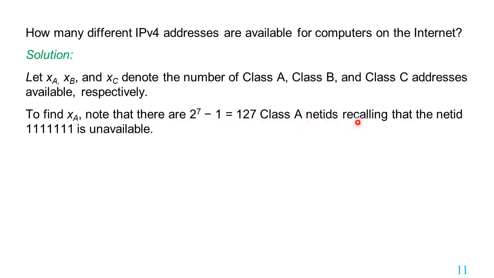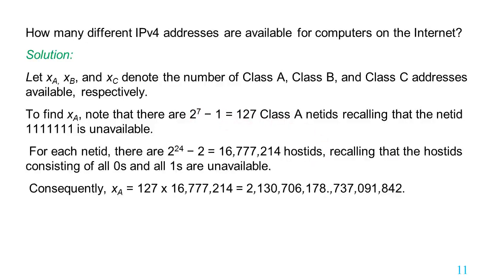The all-ones network ID is unavailable, so here we subtracted 1 from 2 to the power 7, and there are 127 class A network IDs. For each network ID, there are 2 to the power 24 minus 2 host IDs. This is the number of host IDs for each class A network ID.